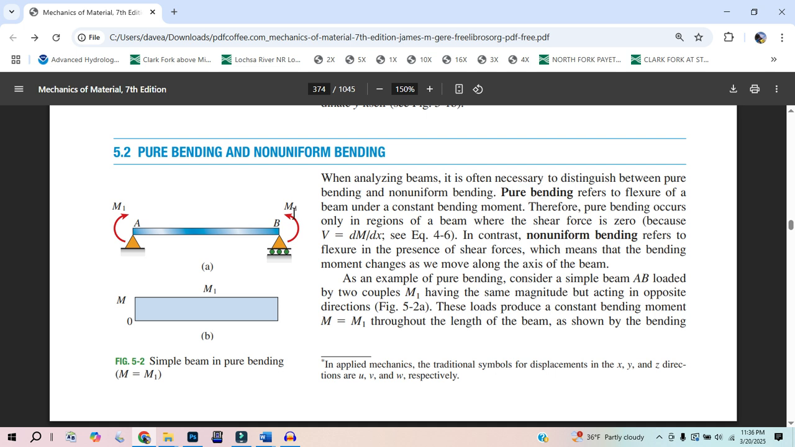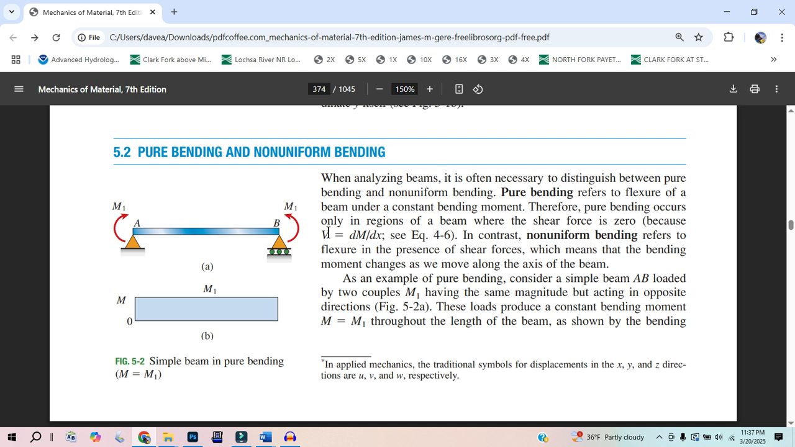Therefore, pure bending occurs only in regions of a beam where the shear force is zero. So you can have a beam where there's shear forces in other places, but you might have a region where the shear force is zero. So then this derivation applies. Cool. And we're going to get a differential equation. So let's read this all the way through.